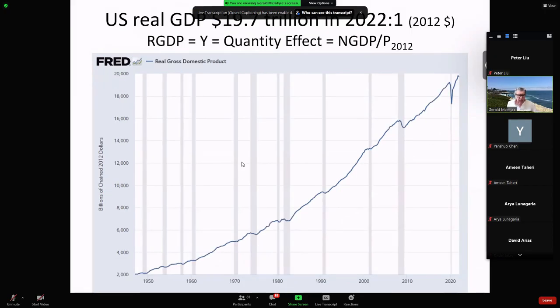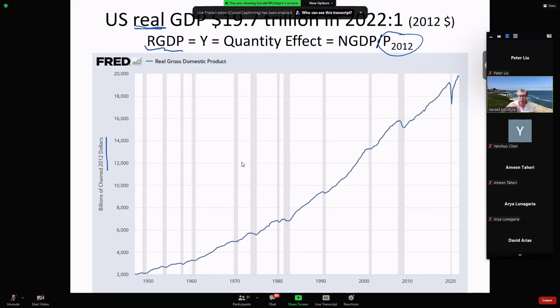In any case, the real GDP data, and of course the symbol would be RGDP, the quantity effect, the total number of goods and services produced within the domestic economy in a given period of time, such as a year, is the nominal GDP divided by some kind of price index. The price index here is 2012 dollars. And that deflates nominal GDP into real GDP, and tells us the actual quantity of goods and services produced at 2012 prices.